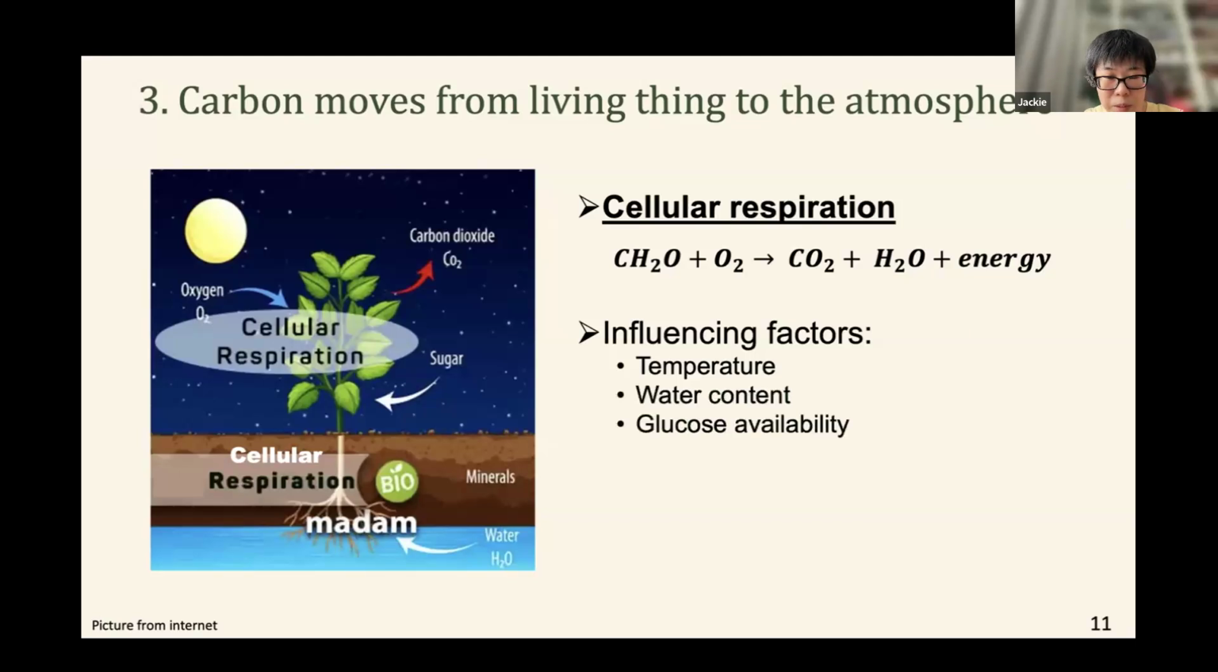And besides those environmental factors, the glucose availability, actually how much of the substrate is available for decomposition, for example, will affect the respiration rate, right? And also oxygen concentration, okay? And pH, soil pH, for example, is going to influence the soil respiration, and also nutrient level.